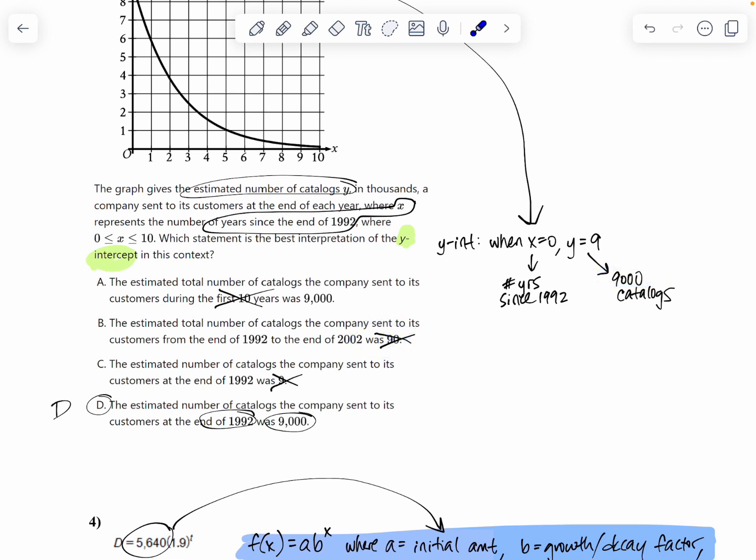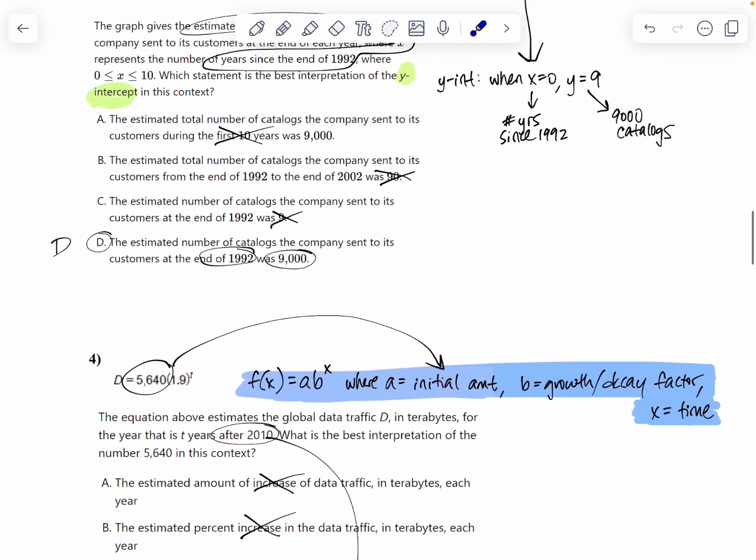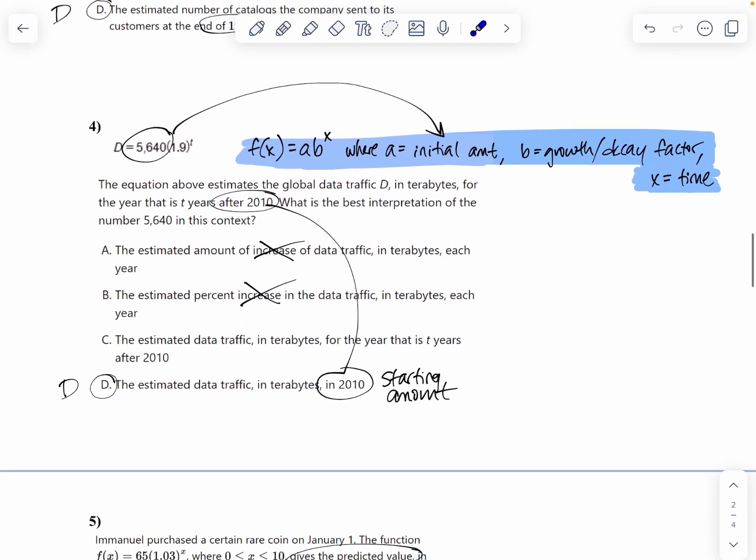Letter C, the estimated number of catalogs. Ooh, this is tricky. A lot of people might choose 9 because they're not remembering that the Y values are written in thousands. So be careful about that. It's actually 9,000 catalogs. That is why we got letter D. Okay, the end of 1992, that was T equals 0. Number of years since 92 would be 0. And the number of catalogs is 9,000. So D matches up.